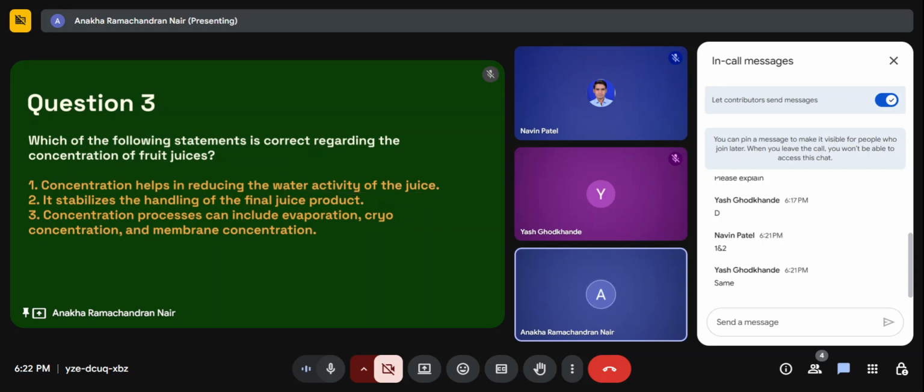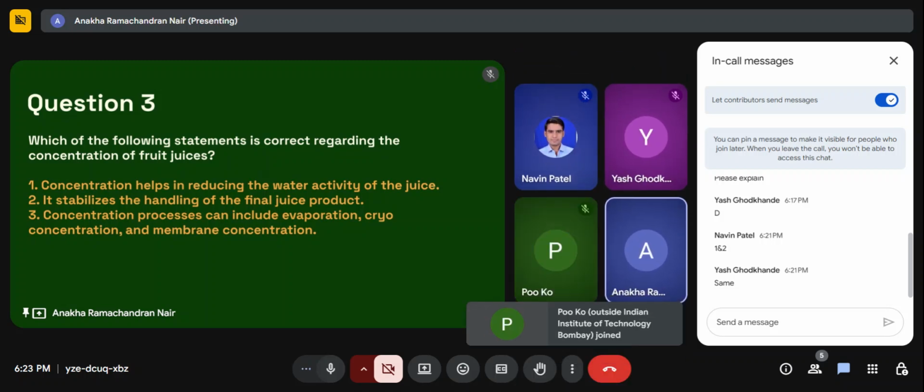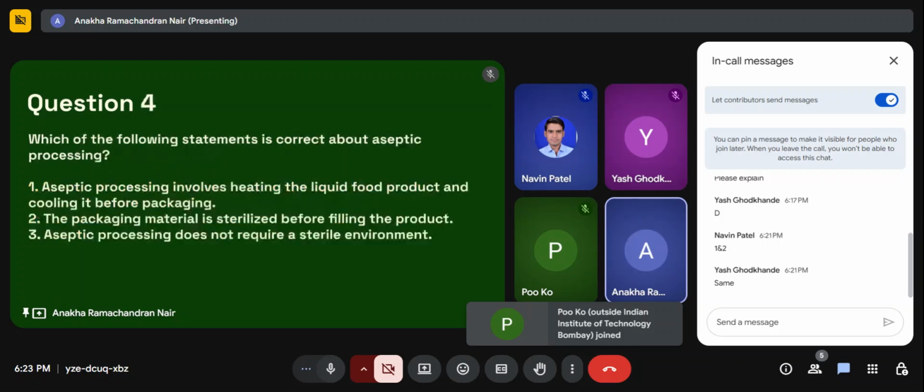Any doubts in this? All right, I'm not seeing any doubts. So let's move on to question number 4.